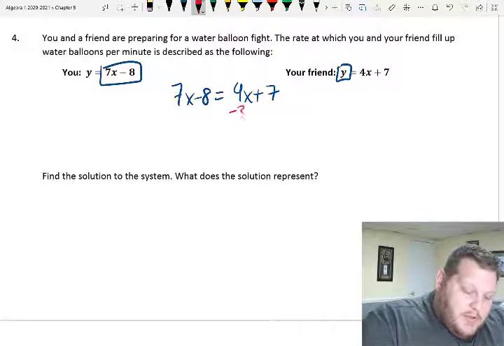So I'm going to subtract, oops, I'm again previewing already, minus 4x on both sides to get my x's together. I'm going to add 8 on both sides to get my constants together.